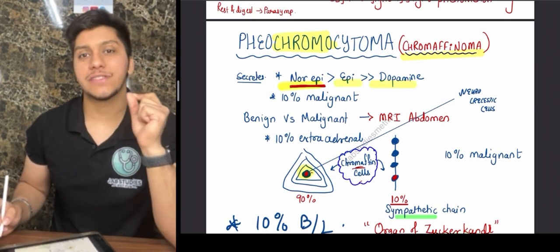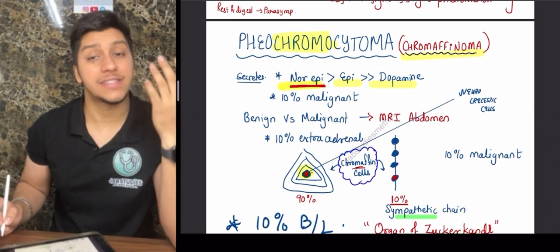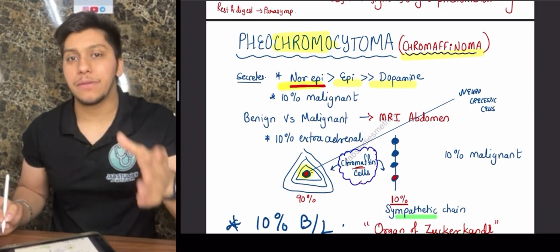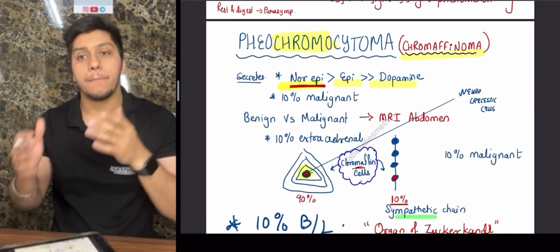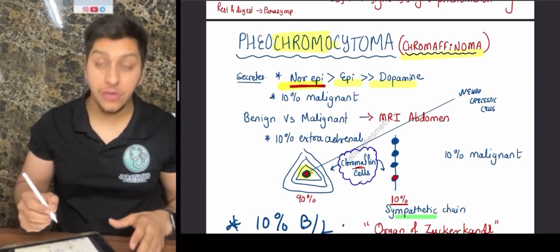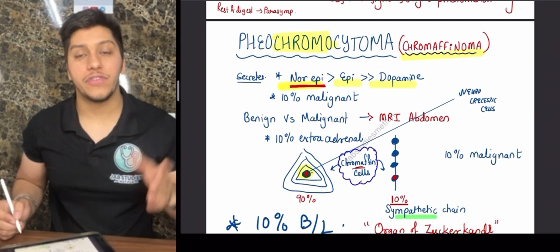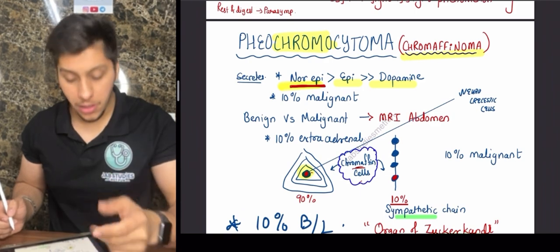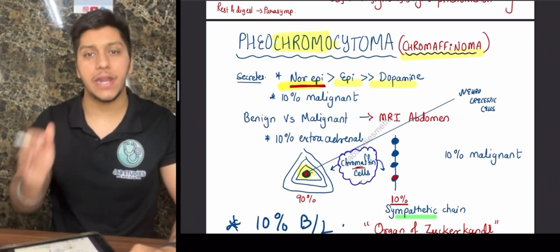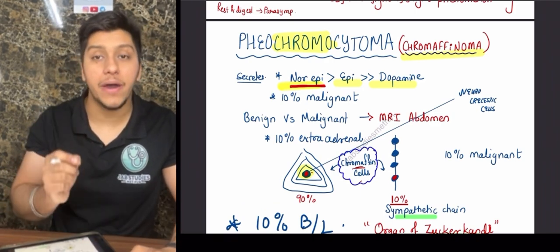Okay, pheochromocytoma has a classic feature, that is the 10% rule. We'll talk about the 10% rule together in the next slide, but now let us understand a few of them. First of all, it is 10% malignant, which means 90% is benign. To differentiate between benign and malignant, you have to do a scan, that is the MRI abdomen.